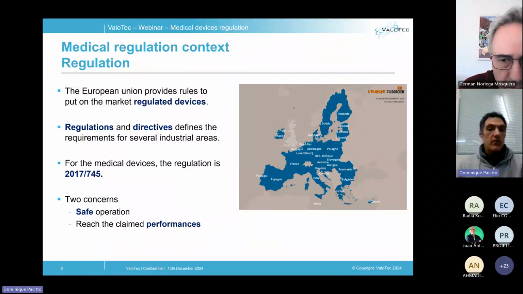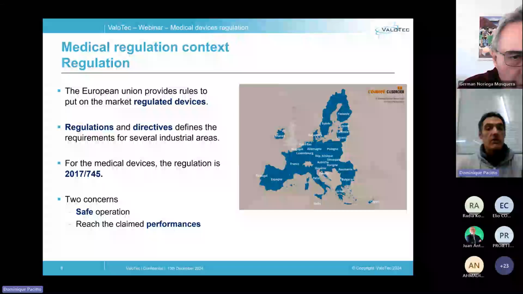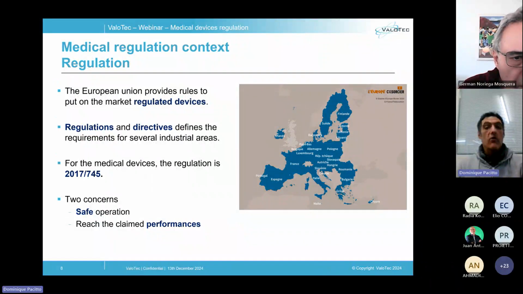Some of these texts impose to affix the CE marking, which is the case of the medical regulation. We also told that the regulation is organized by sectors, toys, food, automotive, and of course the health, where you can find the relevant regulation for the medical devices, which is the 2017/745. This regulation for the medical devices requires the manufacturer to observe the general safety and performance requirements, having two main concerns: being safe for the user and reach the claimed performances.